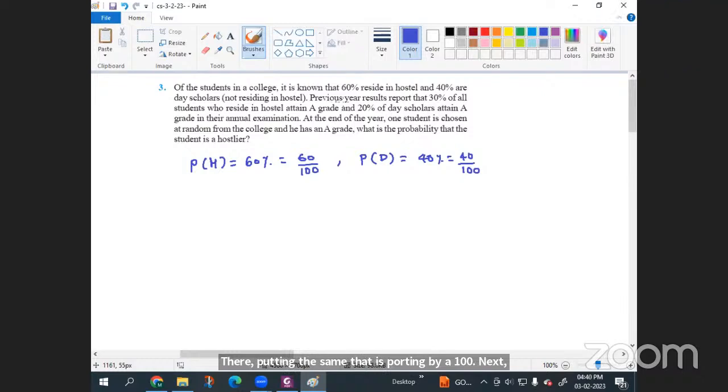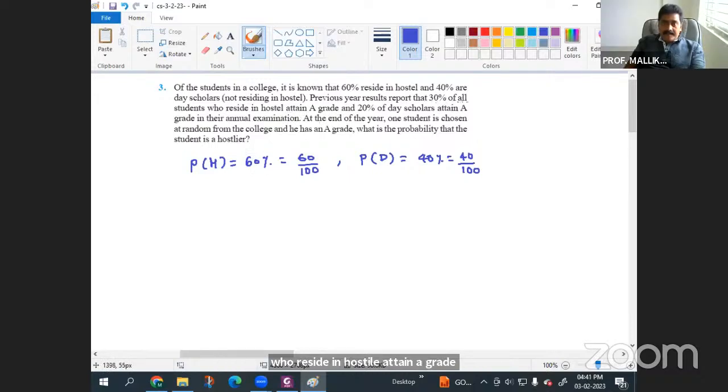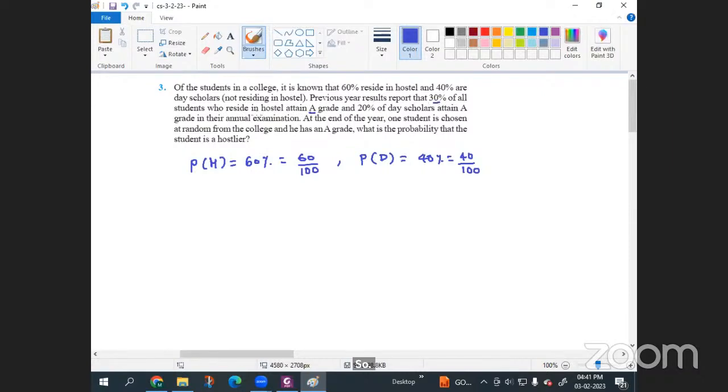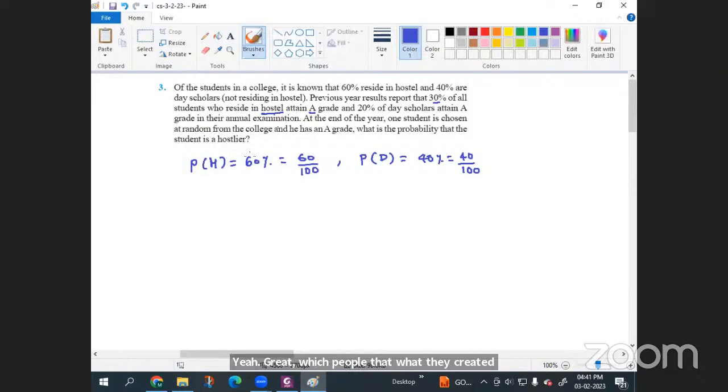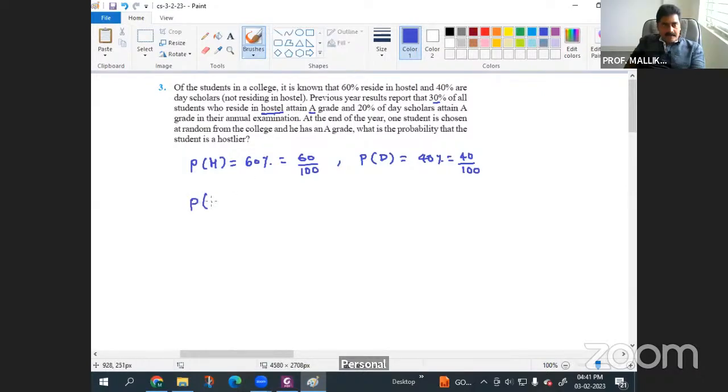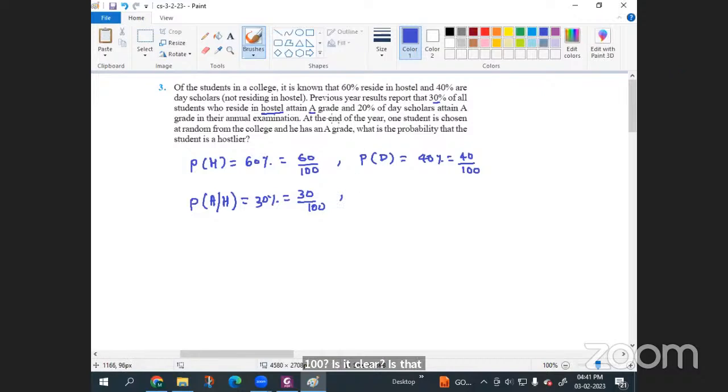Previous year results report that 30% of all students who reside in hostel attain A grade. Which people got A grade? Those who reside in hostel. Probability of A grade given that hostel. How many people? 30%, that is 30 by 100. Is this step clear? Yes, sir. Now tell me what is said next.